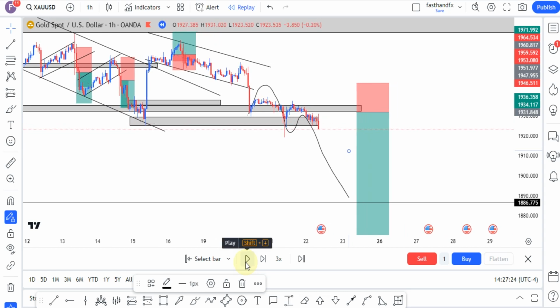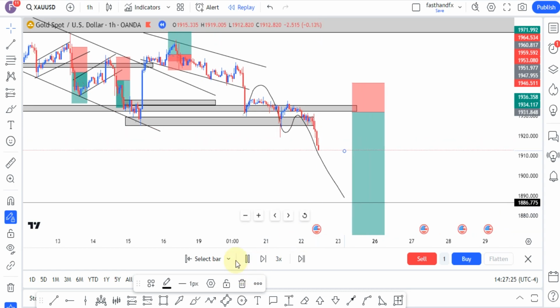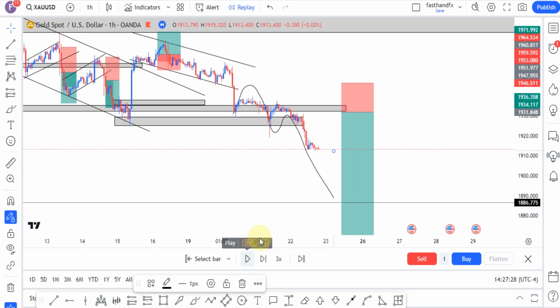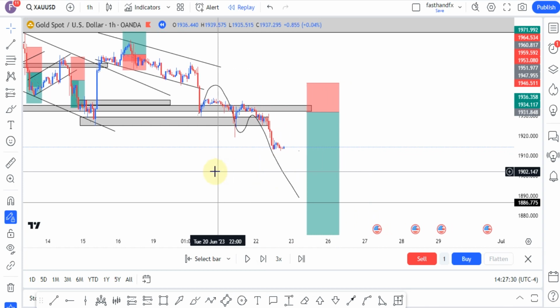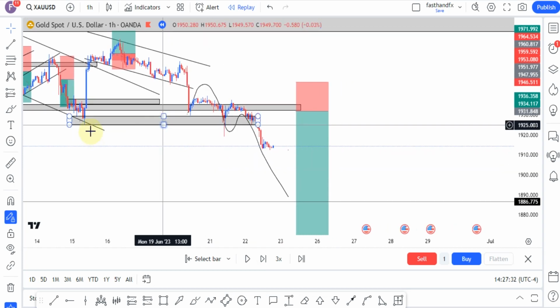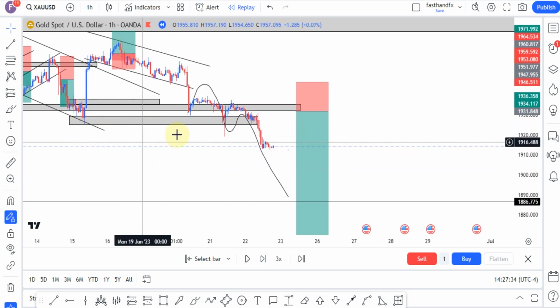So this is it, guys. So we said if the market does break below this area, we are going in for sales.